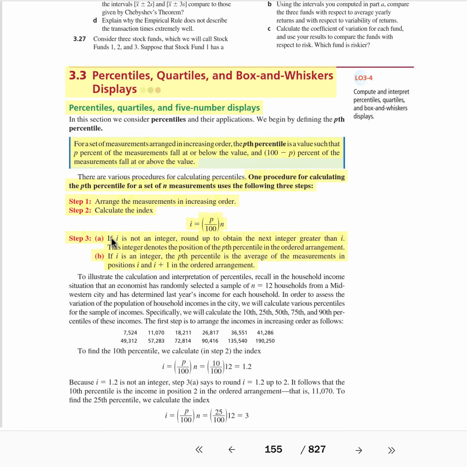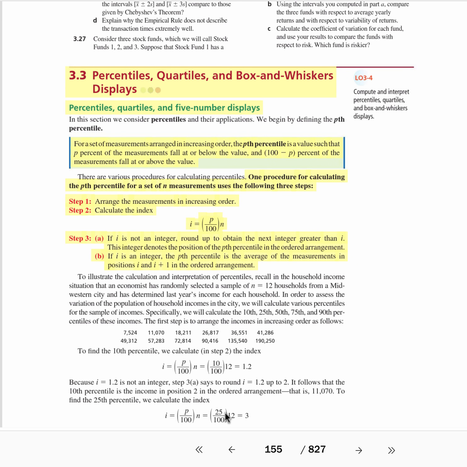The rule says, which is rule number 1, if you get a number that is not an integer, you round it up. In this case, 1.2 will become 2. And you go to your data that is sorted in increasing order, and you find the second item, in this case $11,070, the income of that specific house owner. So that value will be considered your first index that's located at the 10th percentile.